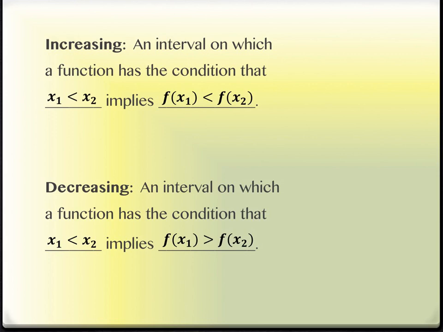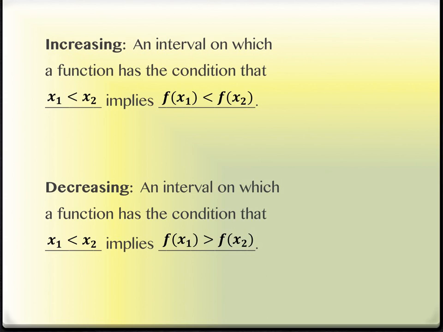A function is described to be increasing if it has the condition that when x1 is less than x2, this implies that f of x1 is less than f of x2. And for decreasing, the same part starts at the beginning the same way. It's x1 is less than x2, but f of x1 is greater than f of x2. That's considered to be a decreasing function.